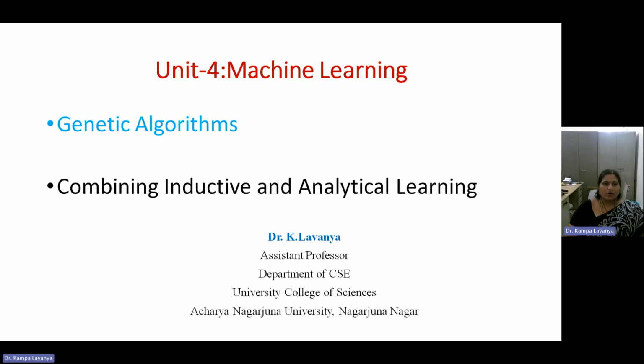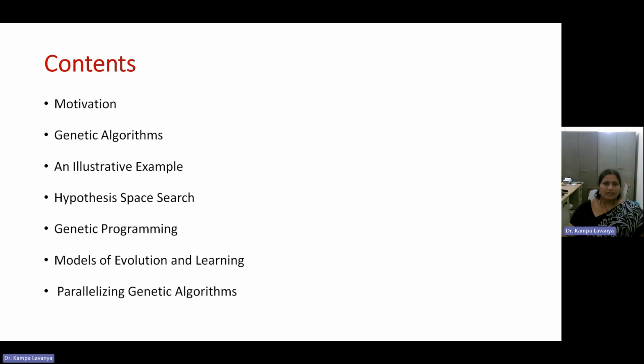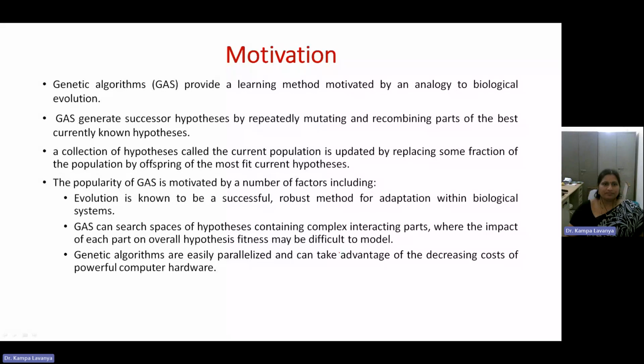So today I'm going to talk about the genetic algorithm, which is one of the important topics in machine learning. The major contents I'm going to cover in this session are motivation, the genetic algorithm with an illustrated example of how this algorithm will work, hypothesis-based search, genetic programming, how evaluation and learning will be modeled, and finally parallelizing genetic algorithms. First I'm moving into the motivation.